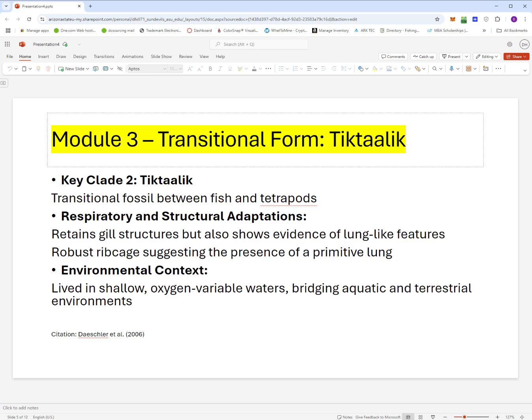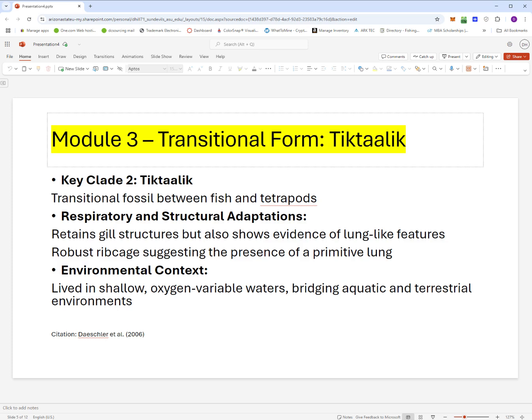Next on our evolutionary timeline is Tiktaalik. Tiktaalik occupies an important position on the evolutionary timeline because it shows a mosaic of features that are characteristics of both fish and early tetrapods. First, consider the rib cage of Tiktaalik. Unlike typical fish whose rib structures are adapted solely for buoyancy and streamlined swimming, Tiktaalik ribs are robust and flattened. This suggests that its rib cage is beginning to support its body weight in an environment where gravity plays a more critical role, a necessary adaptation for any animal venturing onto land.